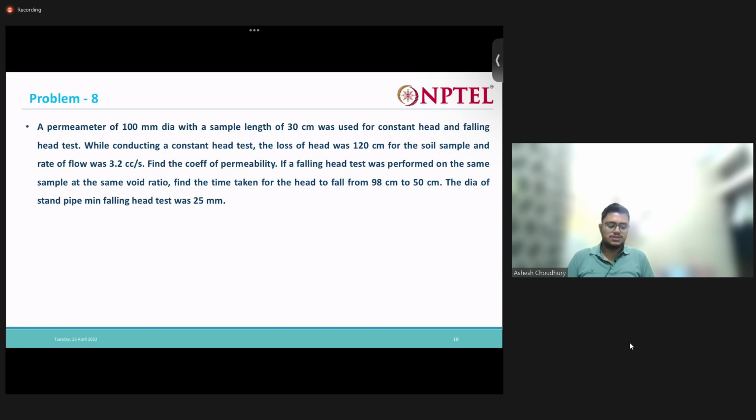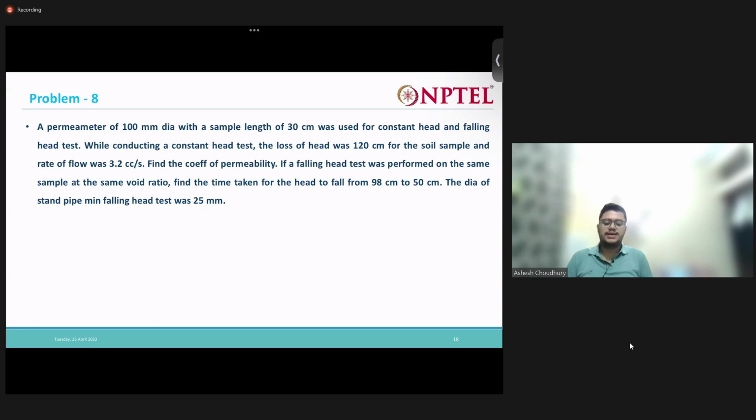So what Darcy's law says is that velocity is proportional to the hydraulic gradient. The velocity of flow of water through soil is proportional to the hydraulic gradient. So V is proportional to i, which is nothing but H by L. So V is equal to K into i. This K is nothing but our coefficient of permeability. If the coefficient of permeability is high, that means the soil is more porous, and if it is low, it means the soil is less porous. So it will resist.